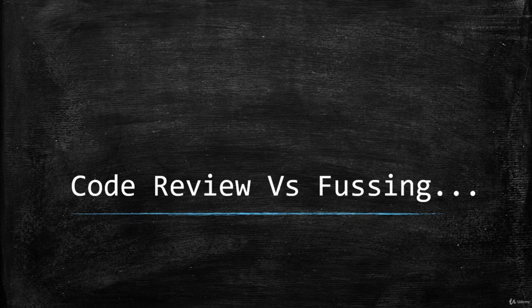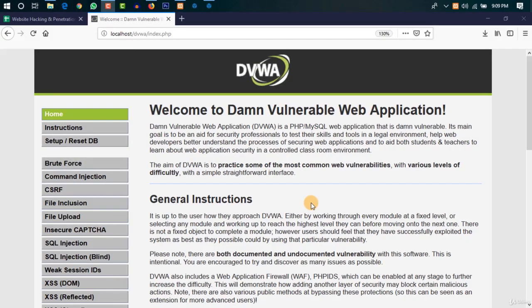In this lecture we will be talking about the difference between source code review and fuzzing. These are two terms which you will hear a lot in this industry, and they depend on the type of penetration testing you are doing. Web application penetration testing can be done in three major types, which are black box testing, white box testing, and gray box testing.